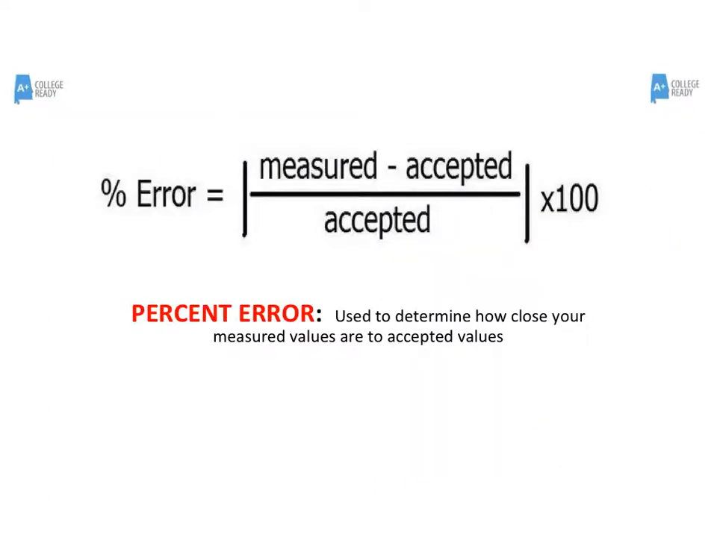Percent error is a mathematical equation that will give you a handle on how you're doing in the laboratory and how close you were to the accepted value. Percent error is used to determine how close your measured values are to your accepted value. So you take your measured or experimental value that you got in the laboratory and you compare it to a standard value.